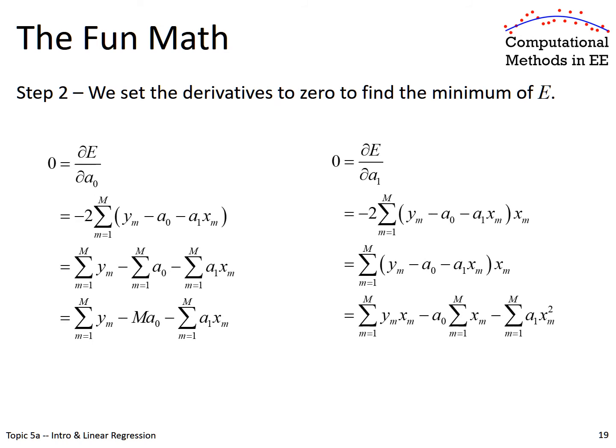Well, the next step in this first derivative test, we set those derivatives to 0. So we take the expressions that we previously had, set them equal to 0, and do a little bit more algebra on them, and we broke them up. So rather than writing one summation for the a naught partial derivative, we now have 2 summations. And for the a1 partial derivative, we now have 3 summations.